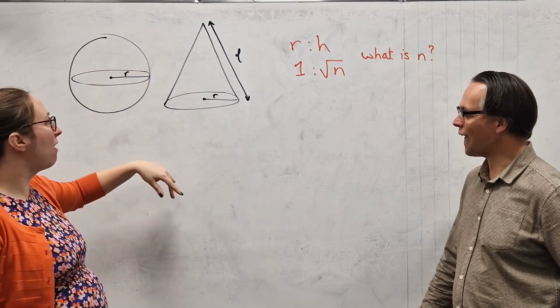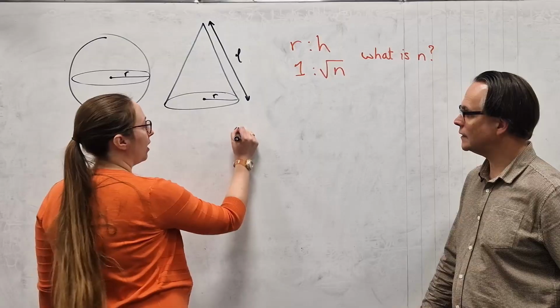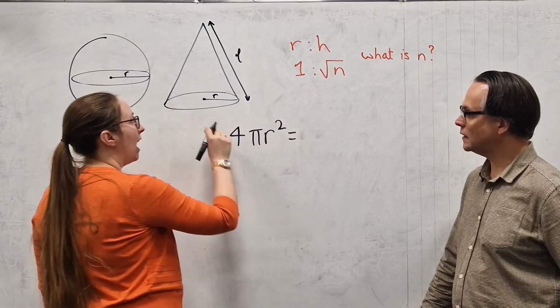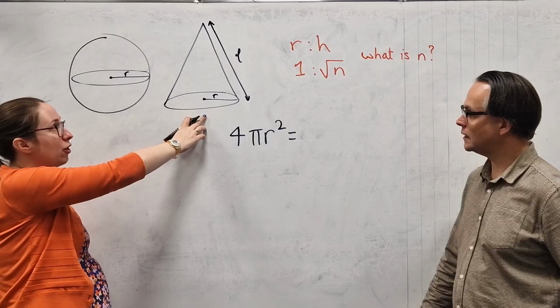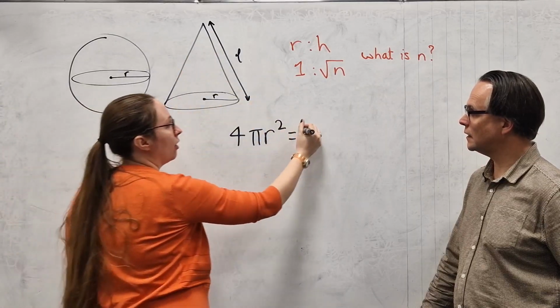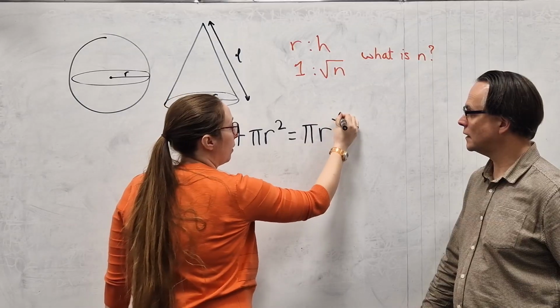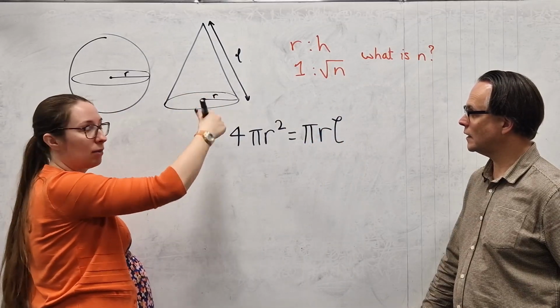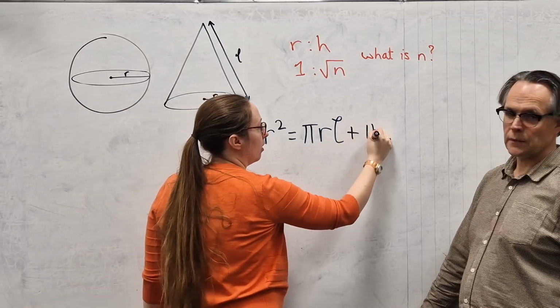For the surface areas, it gives you that the surface area of a sphere is 4 pi r squared. However, for the cone, it just gives you the curved surface area, which is pi r L. But because we're talking about the total surface area, we need to consider the circle at the base as well. And we know that the area of a circle is pi r squared.